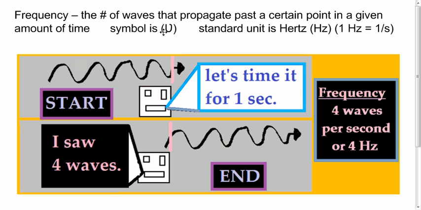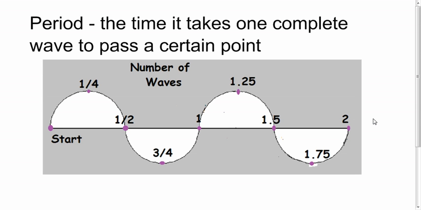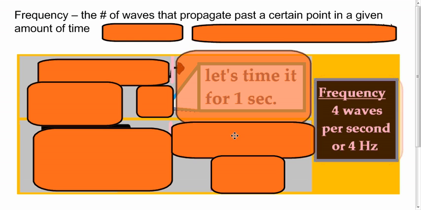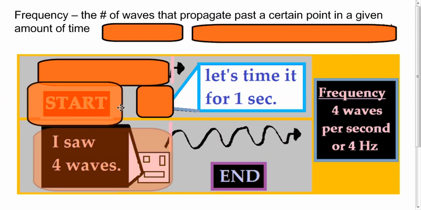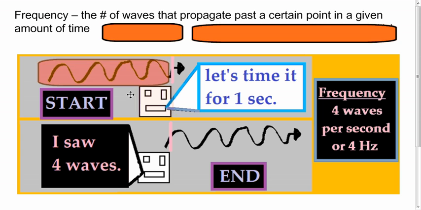Now you're going to see its symbol is nu, and that's actually a V. It's another Greek letter. Another wave vocab is the period. And the period is the time it takes one complete wave to pass a certain point. In this example, since he saw 4 waves a second, 1/4 of a second would be the period.